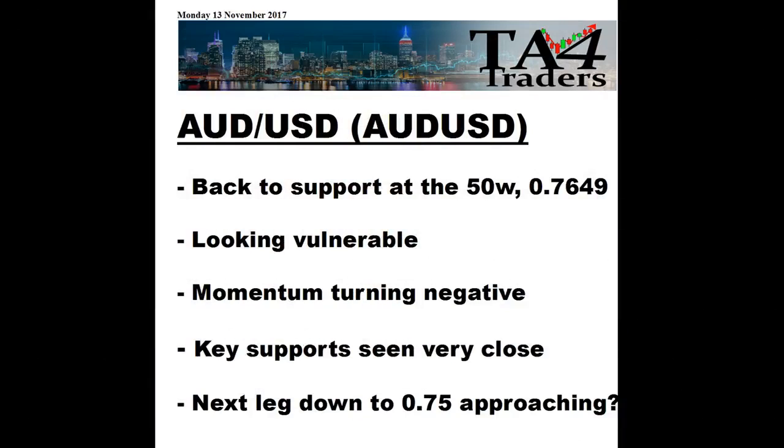So that's been TA for Traders, looking at the Aussie dollar against the US dollar. The key conclusions from the video are that we're back to support at the 50-week, 76.49. That's seen as key. Aussie dollar is looking vulnerable, momentum turning negative, key supports are seen as very close, and the next leg down to 75 could be approaching.